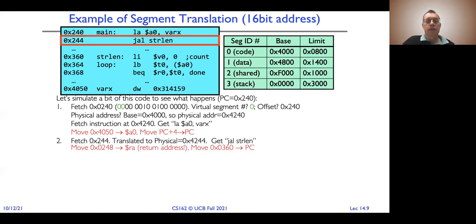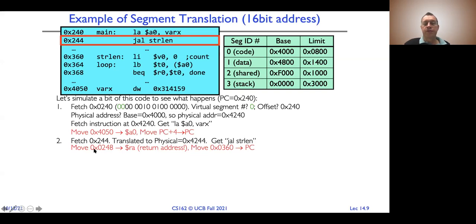So let's execute the next instruction. The address is 244, like I mentioned. It is also in the code segment, so you need to add the base, which is 4000. The physical address will be 4244. You fetch the next instruction, which is JAL, to jump to the stringlen address label.